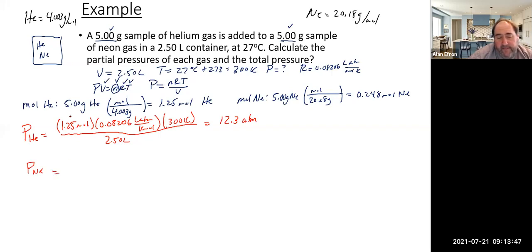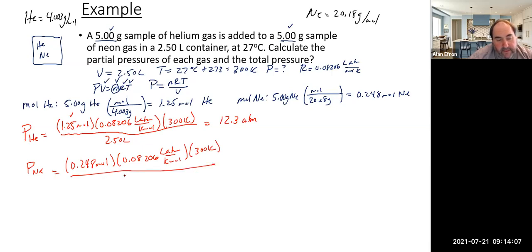We could do the exact same calculation for neon. Really, the only difference is going to be in the moles part. We want to make sure we use the moles of our neon in this case. But because they are in the same container, pretty much everything else is going to be identical in this calculation, all divided by our 2.5 liters. And that's going to get us 2.44 atmospheres. First off, any questions on these 2 calculations here?